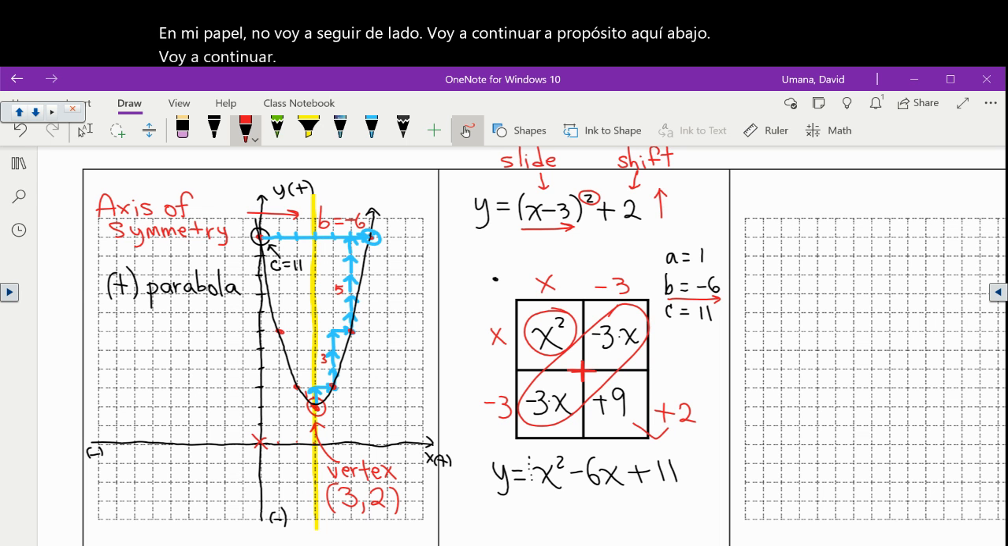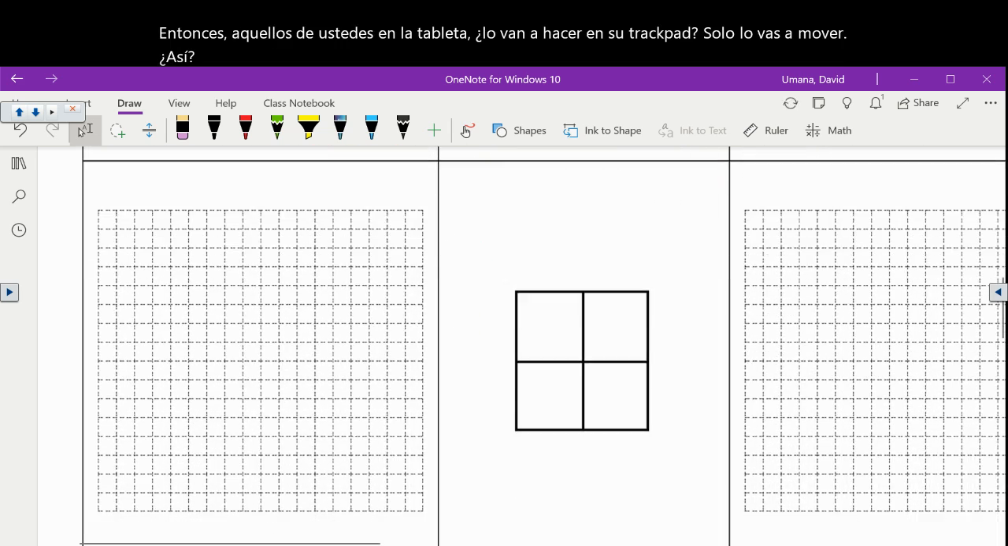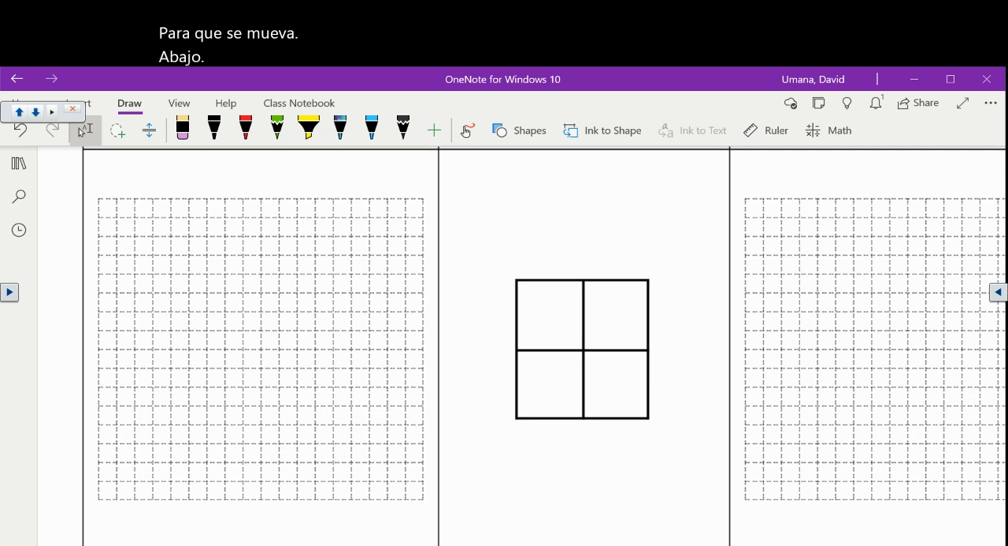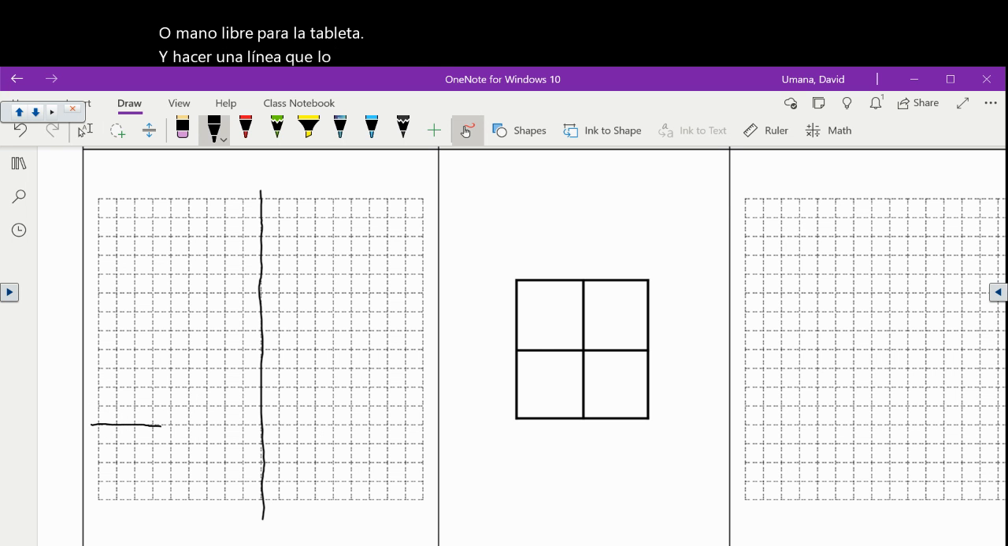Okay? So those of you on the tablet, all you're going to do is, on your trackpad, move it like this so that it moves down. And on that one, I want you to start and on purpose create a line right down the middle as much as possible. Make a line with your ruler if you have it, or freehand for the tablet, that kind of cuts it more or less like this.